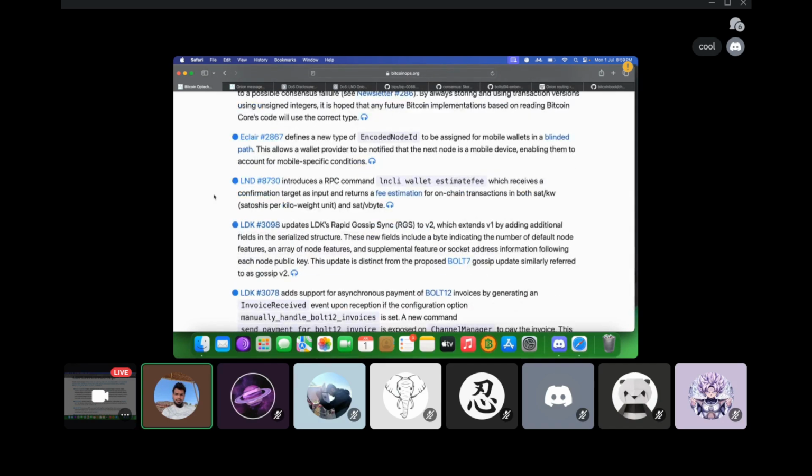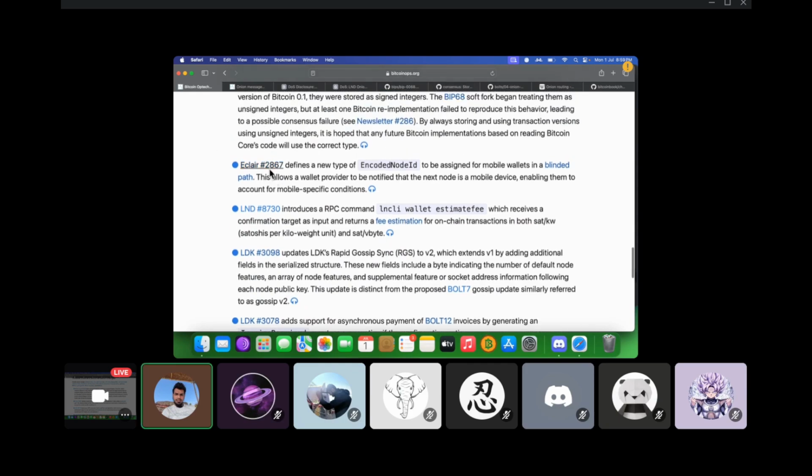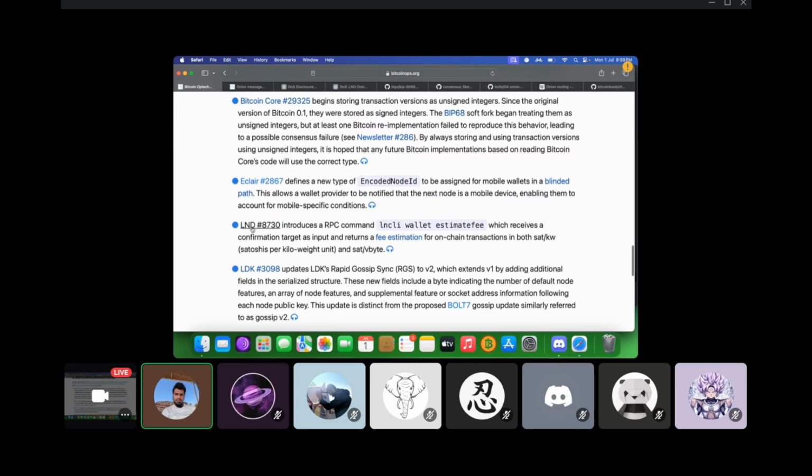Right. Eclair, or Eclair. This is another implementation of the Lightning Network. All right. So Lightning Network has various implementations. Okay. One of them is LND that we talked about. There's LDK. This is Eclair. All right. So this PR is specific to Eclair.